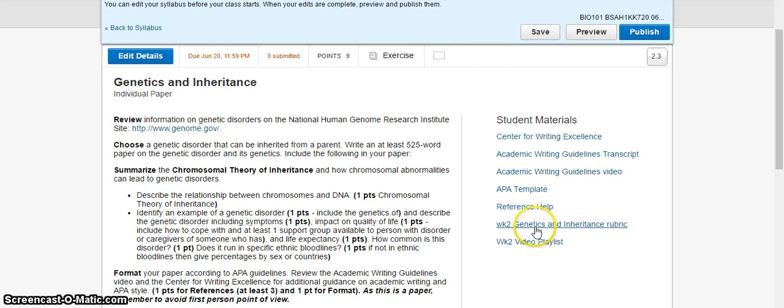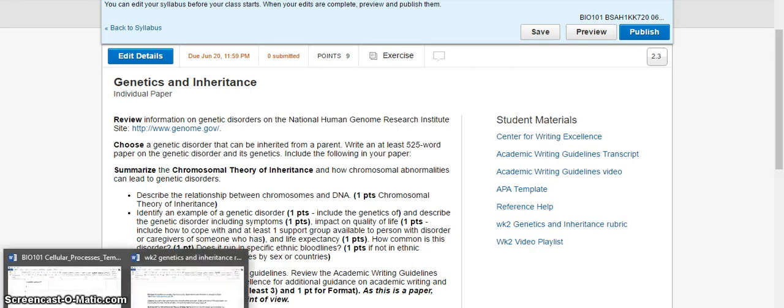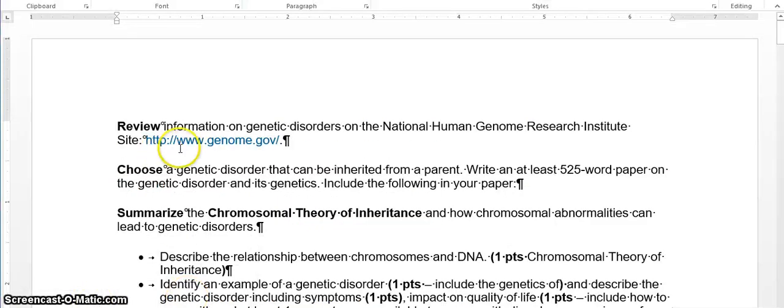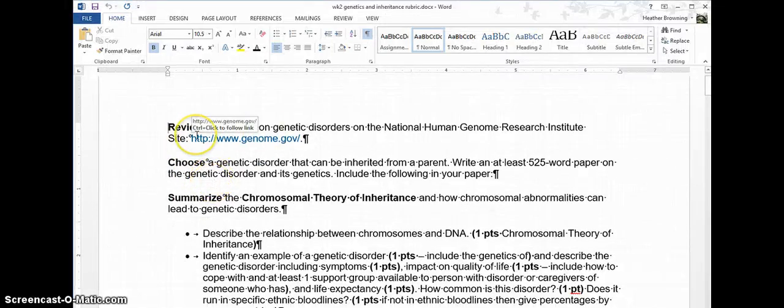So let me go ahead and pull up the rubric. There it is. Okay. Let me pause this so I can make you see the whole screen. Okay, so here's what it says. Review the information on genetic disorders on the National Human Genome Research Institute, and it gives the link. So if you go there, you're going to find a bunch of genetic disorders and potential options. Pick the one you like.